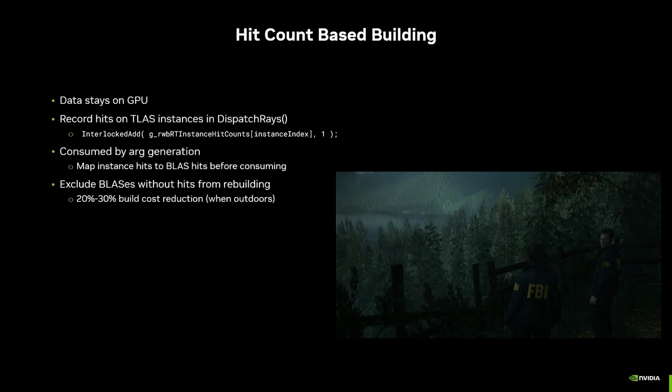All hit shaders have one extra line of code for increasing the hit count on the instance. Before the argument generation, the instance hits are mapped to BLASs, and then BLASs without any hits are skipped when writing out the arguments. This saves about 20 to 30% in BLAS build cost when being outdoors in the forest. It saves a bit more when being, for example, inside buildings, but being outdoors in the forest is an important worst-case scenario.